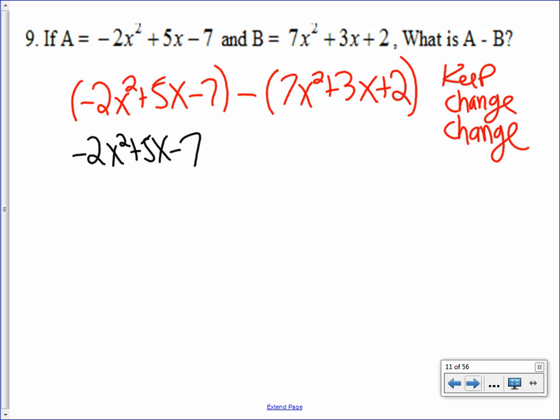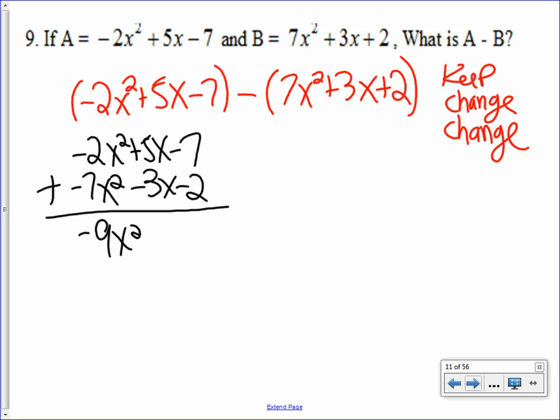We change subtraction to addition, and we change everything in the second one. Positive 7 becomes negative 7. Positive 3 becomes minus 3. Plus 2 becomes minus 2. From here you combine like terms. Same sign, add the numbers, keep the sign. Different sign, subtract the numbers, take the bigger sign.